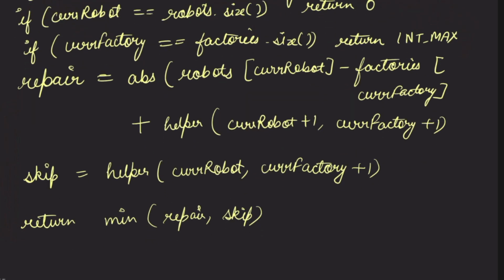And while you are returning the minimum of repair and skip, here also you can assign it in the DP. So you can say DP of current robot, comma, current factory equals to minimum of repair, comma, skip.